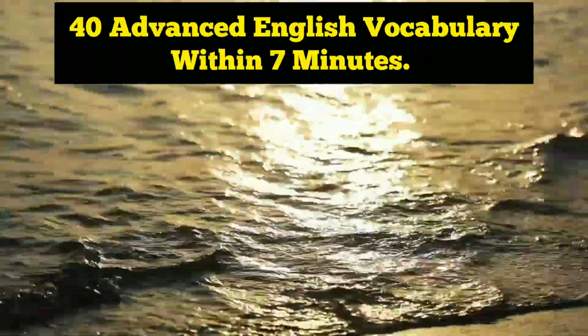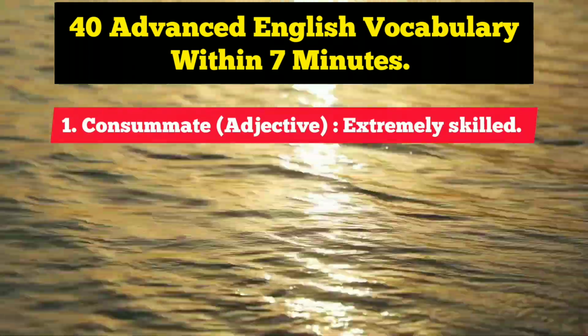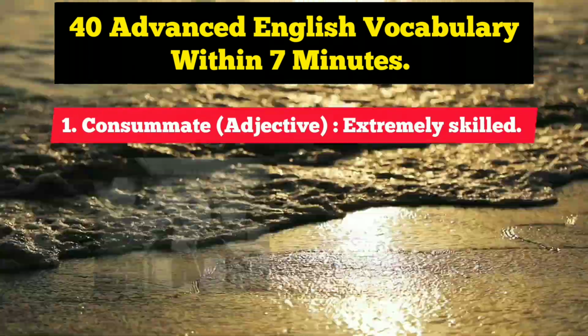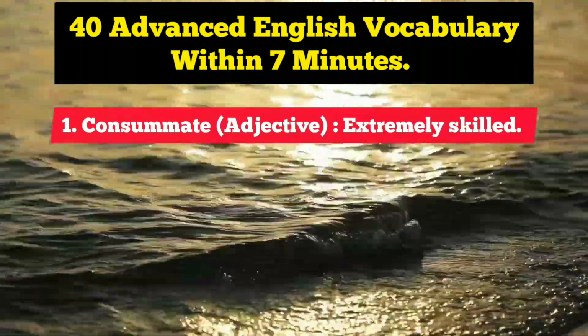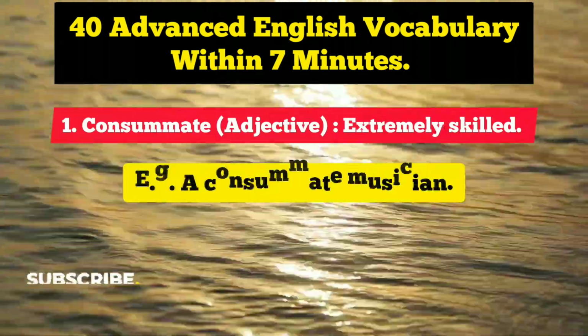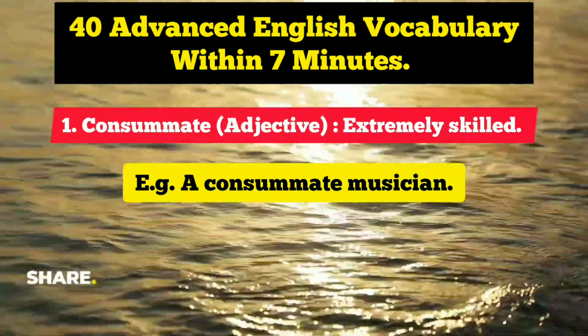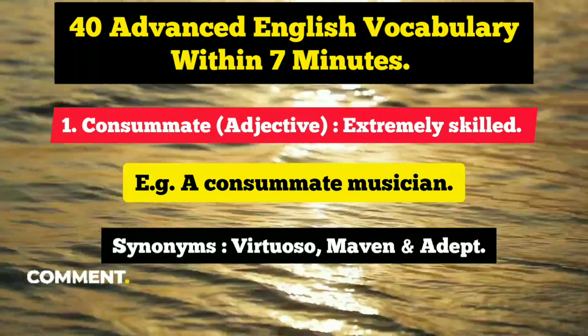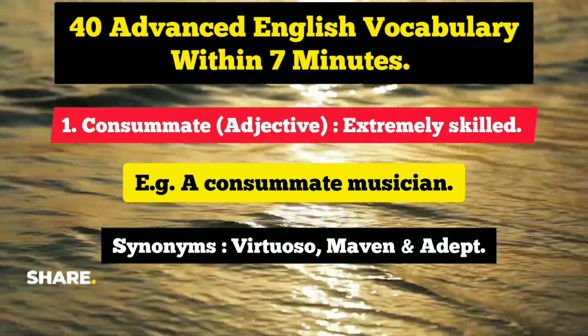So friends, the first advanced English vocabulary which I'm gonna discuss is consummate. Consummate is an adjective. It means extremely skilled. As you see the example on your screen, a consummate musician. And I'm gonna give you 3 synonyms with each vocabulary. The first synonym is virtuoso, second is maven, and the third is adept.